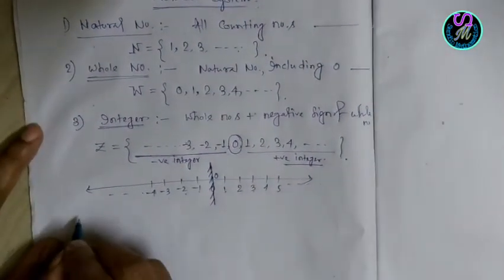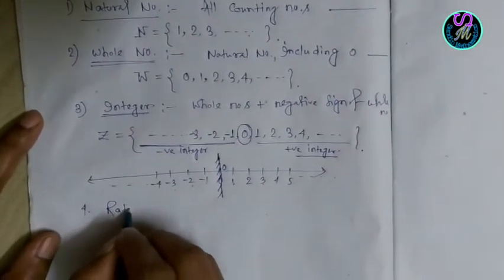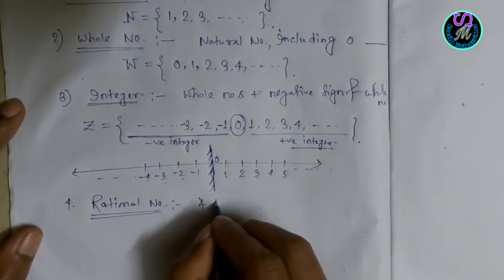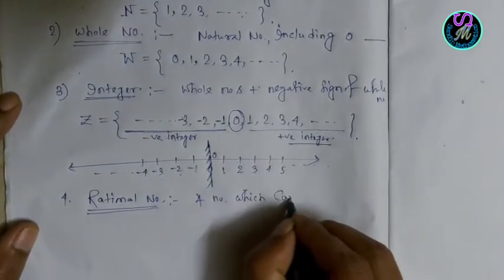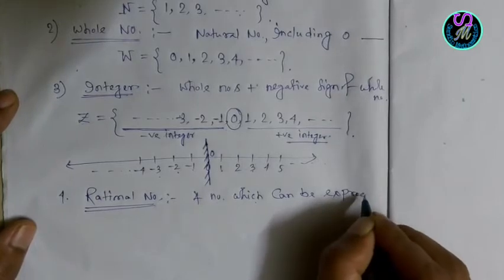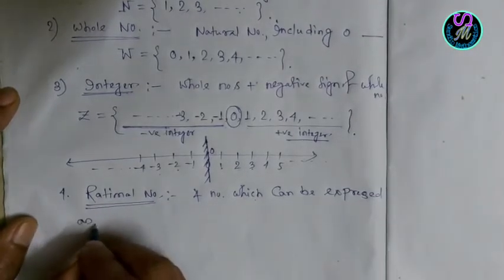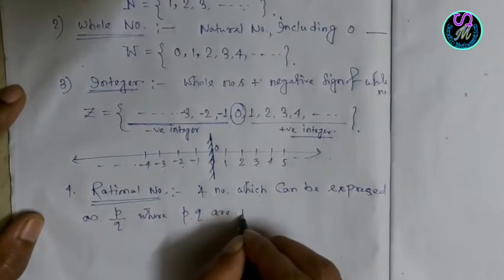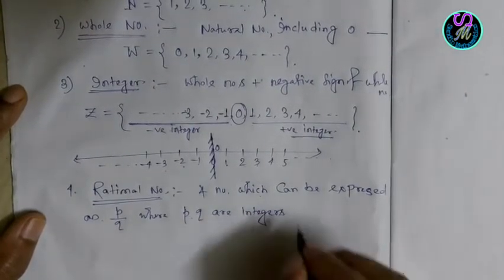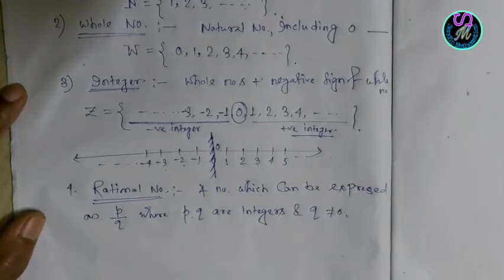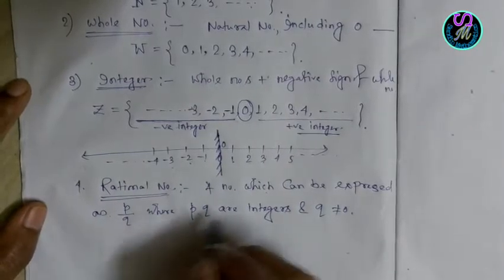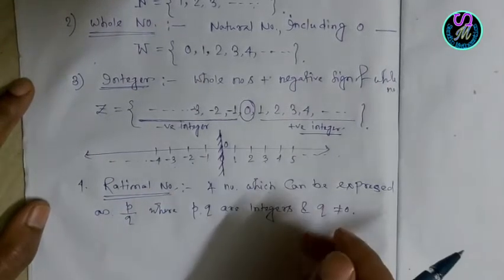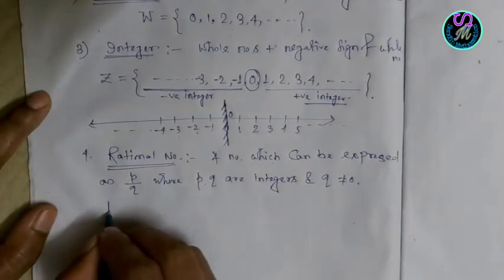Now we discuss rational numbers. A rational number is a number which can be expressed as P by Q, where P and Q are integers and Q is not equal to 0. So if you can write a number in P by Q form, then that number will be a rational number.